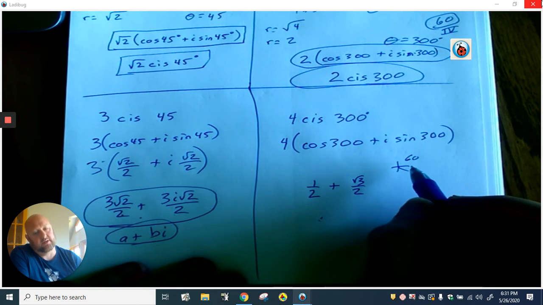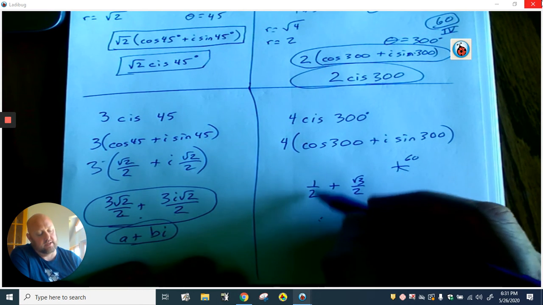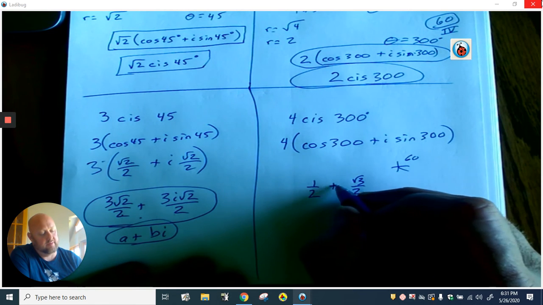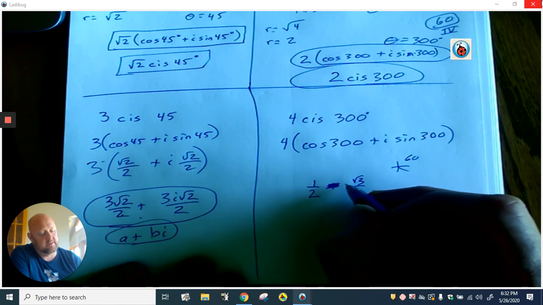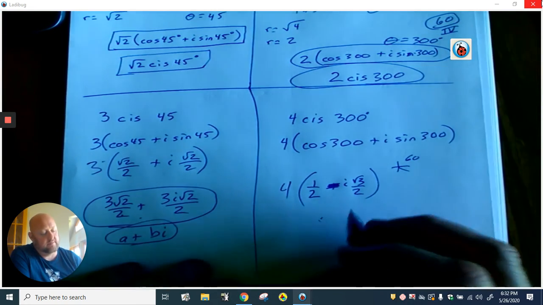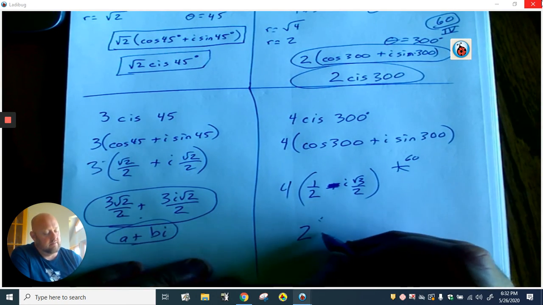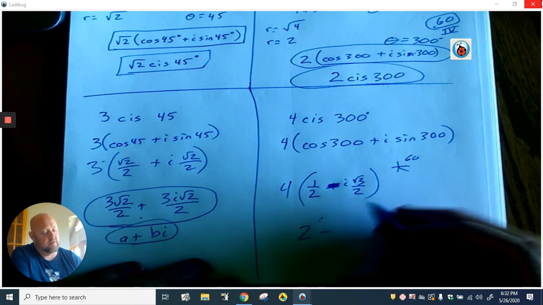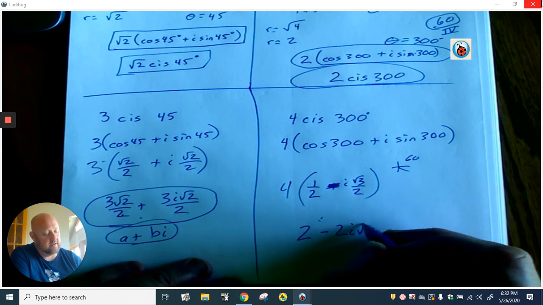Now, quadrant, you've got to make sure you pay attention. Cosine is positive in the fourth quadrant. Sine would be negative, so this should be a minus. We've got to put our i in there. And all you have to do is distribute the 4. 4 times a half would be 2. Minus the 4 and the 2 would reduce to 2i root 3.